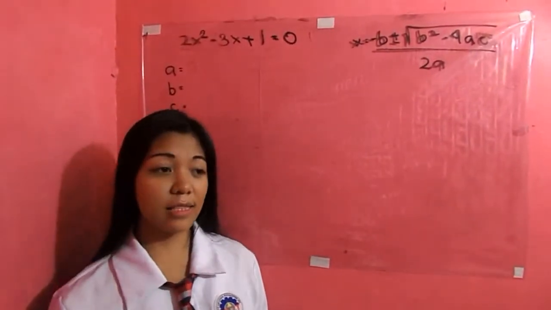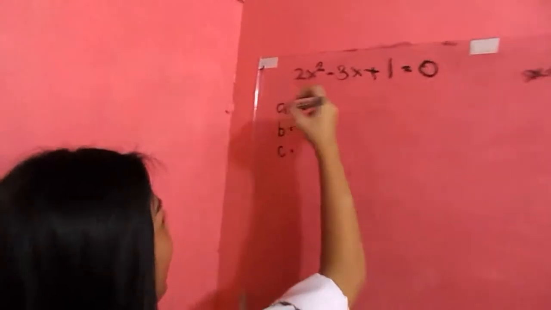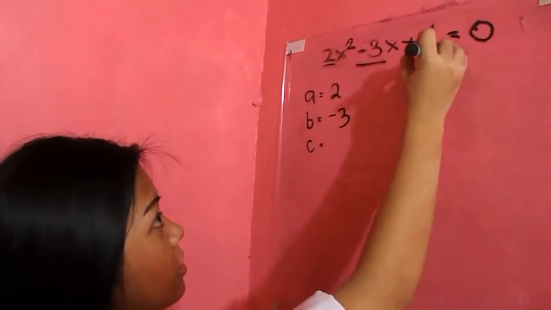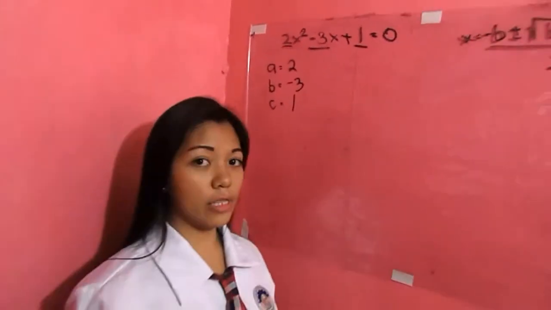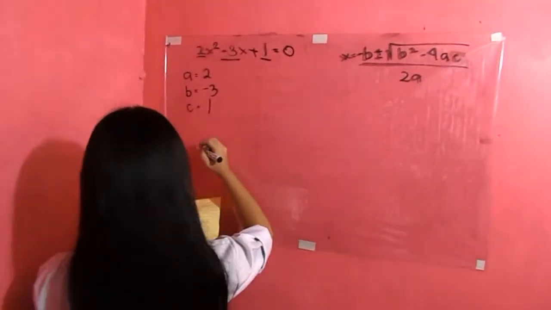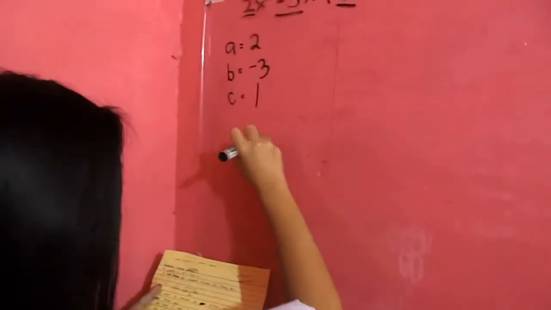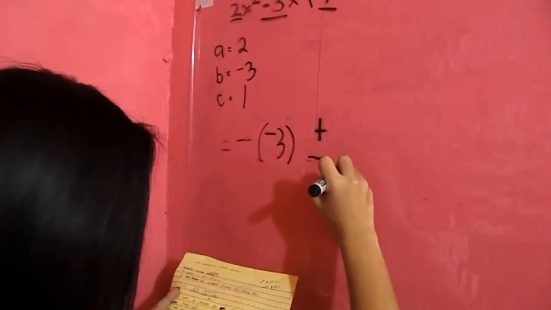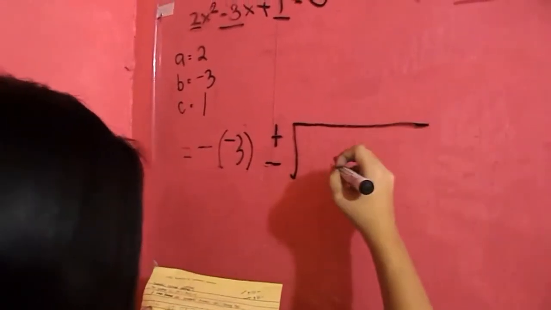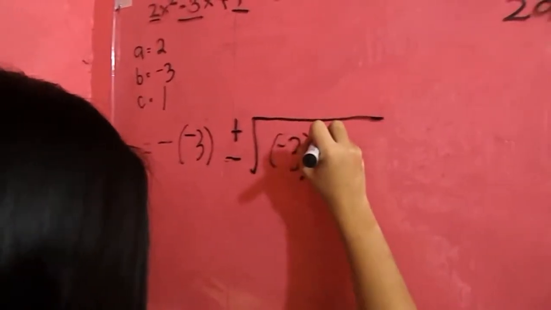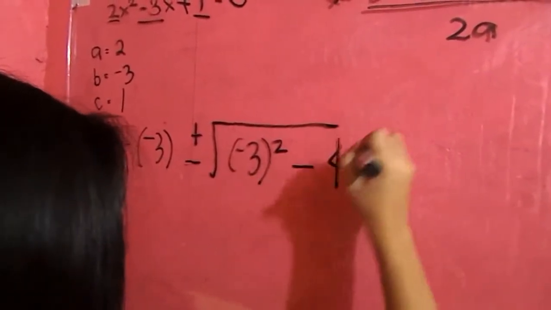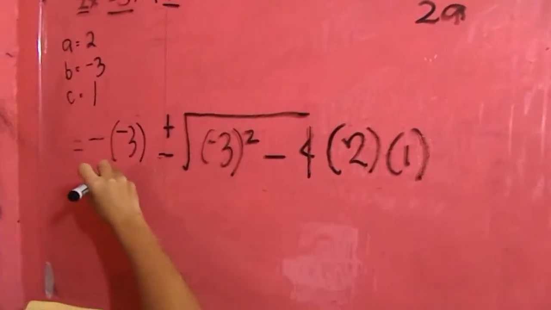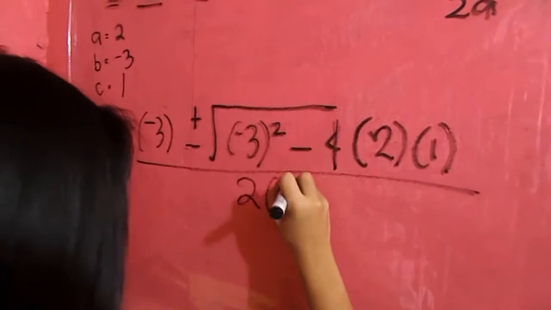Time's up. Let's get the values of a, b, and c. a is equal to 2, b is equal to negative 3, and c is equal to 1. Let's use the quadratic formula. x equals negative negative 3, positive and negative, square root of negative 3 squared minus 4 times 2 times 1, over 2 times 2.